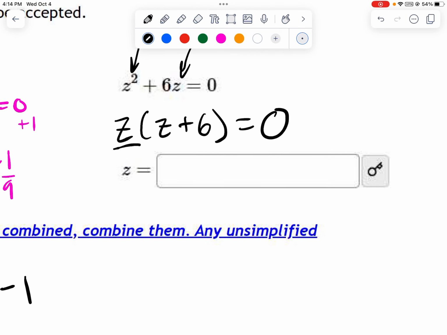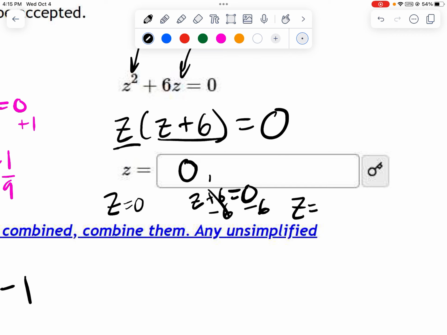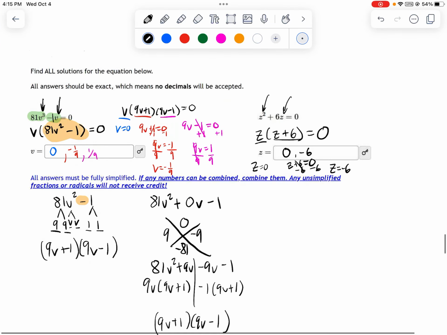This problem over here was already factored. So we set our first factor, z, to 0. We set our second factor, z plus 6, to 0. 0 is already solved for in our first factor, nothing to do there. On this one, subtract 6 and solve for z. Z equals negative 6, so negative 6 is your second solution.